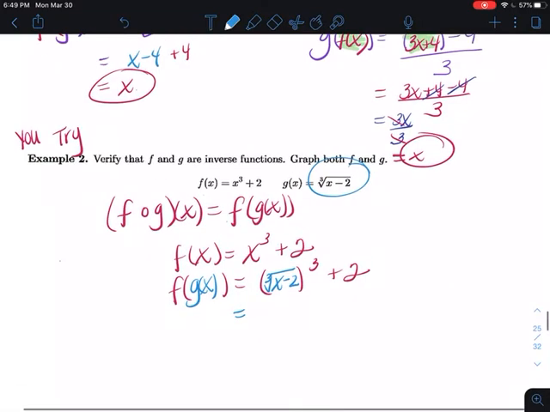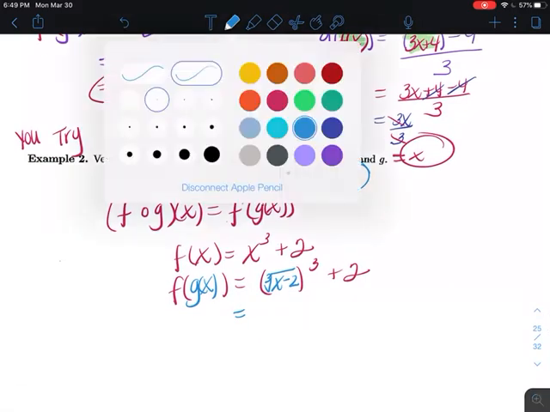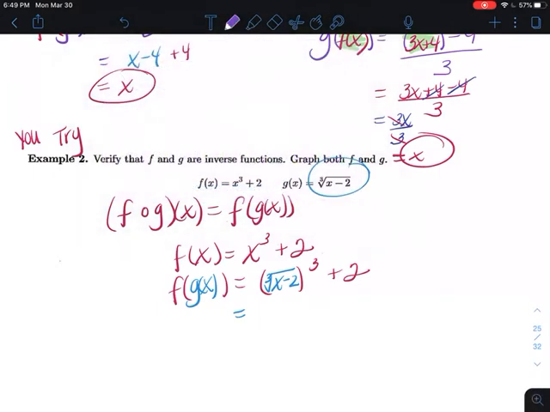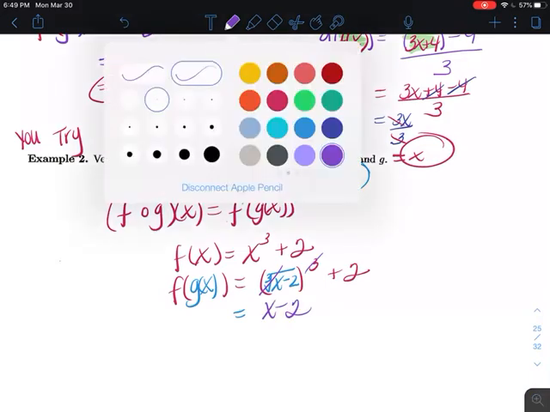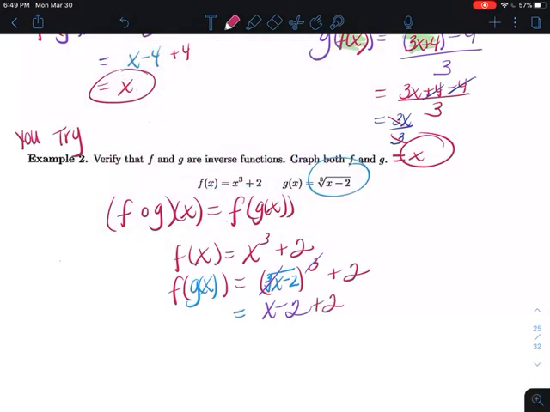When you raise a cube root to the third power, they cancel each other out. All right, they're inverses of each other. So this 3 out here cancels out with that cube root, and you're left with x minus 2. You still have that plus 2 at the end. So x minus 2 plus 2 is x. So therefore, because I get x as my final answer, this lets me know that f and g of x are inverses of each other.